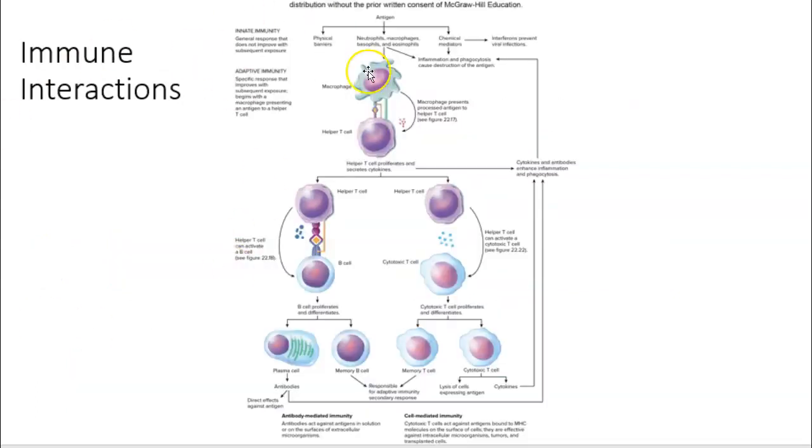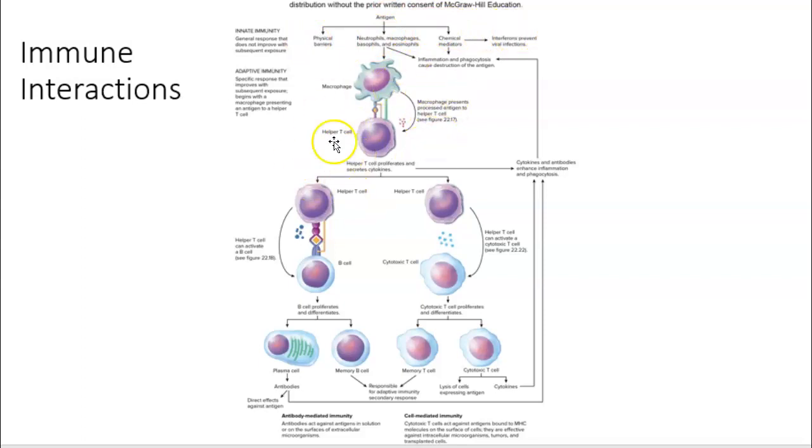This is an overview of all the immune interactions. I know this is pretty small. You can see this in your textbook, though. This is from your textbook. It shows innate immunity. This is a general response that does not improve with subsequent exposure. We talked about all these innate immune things that are in your body.